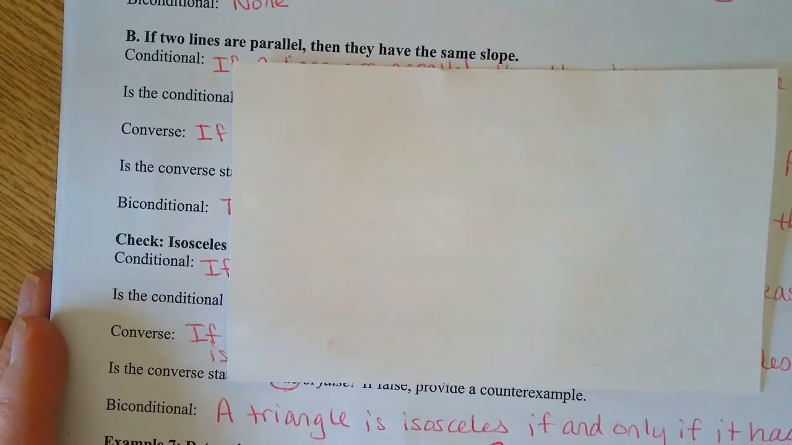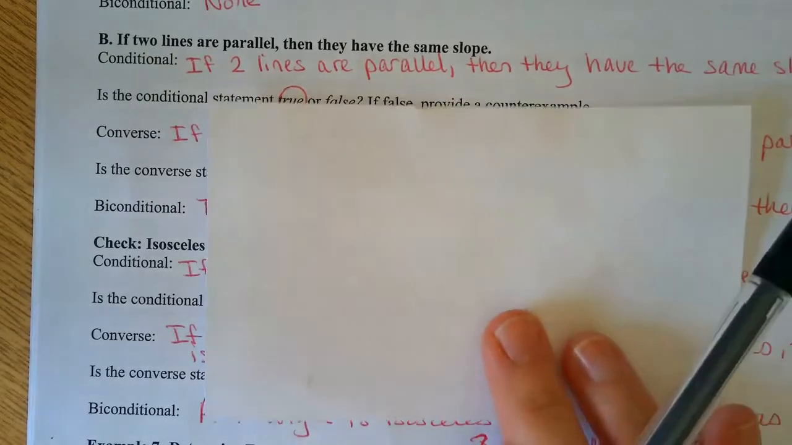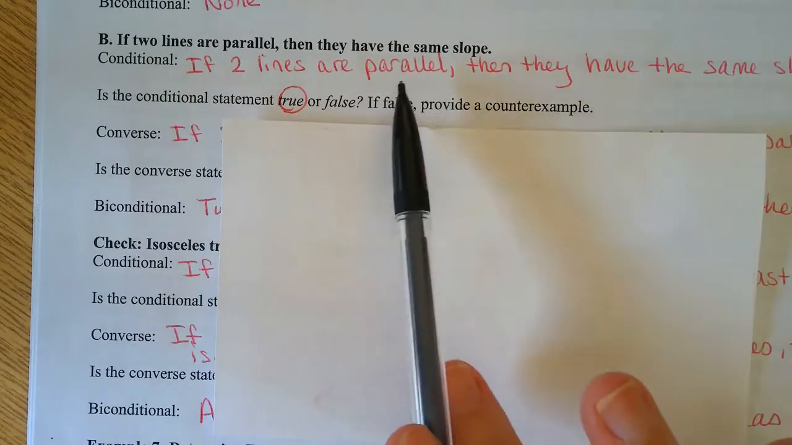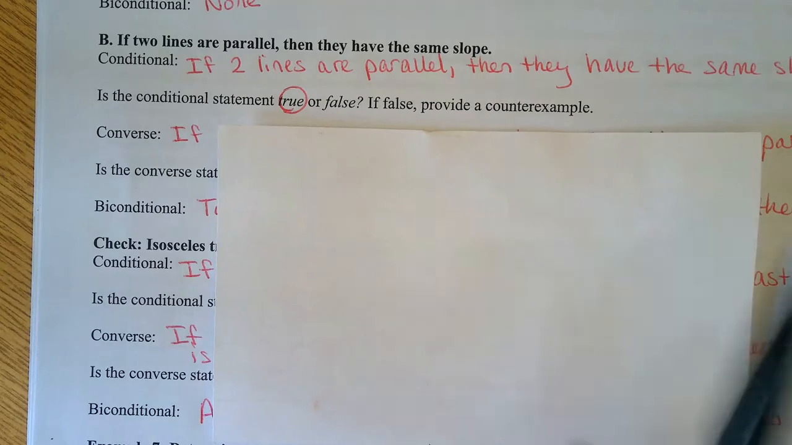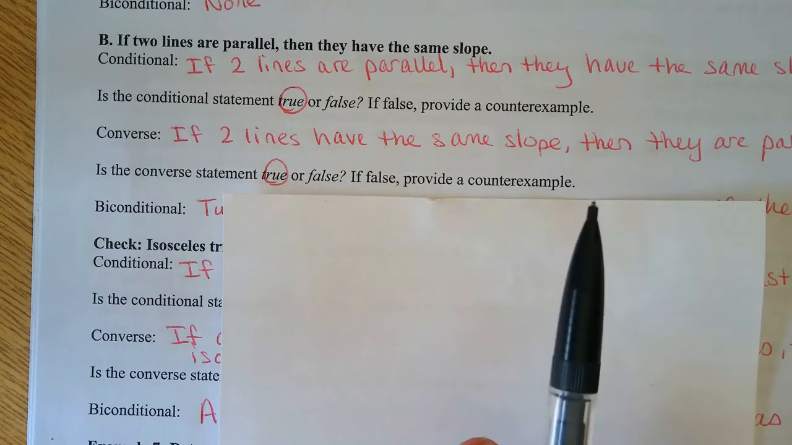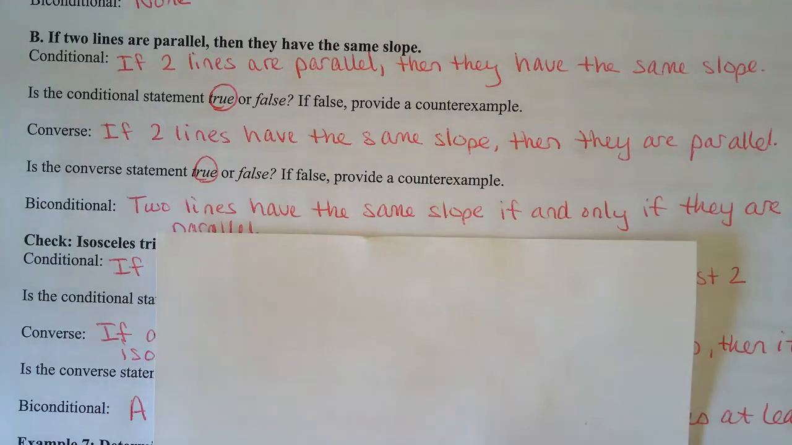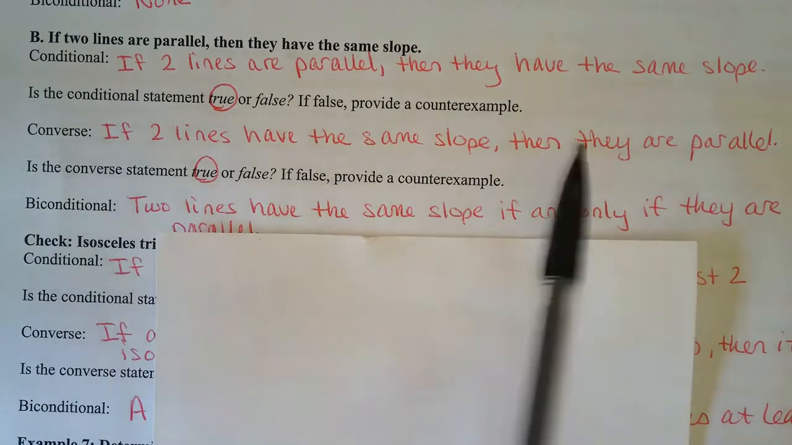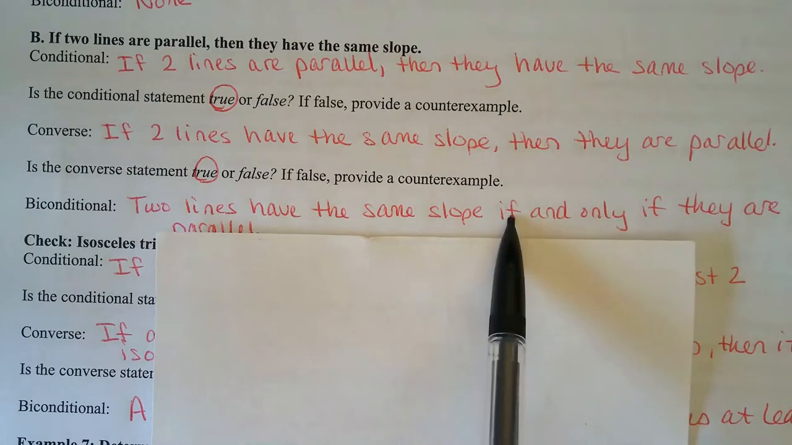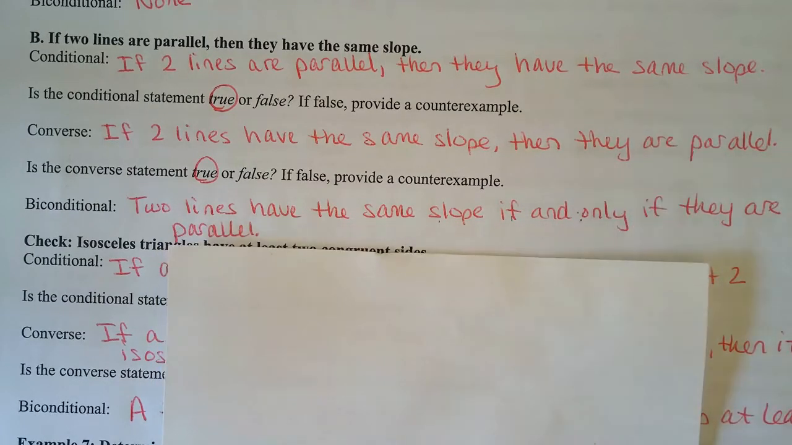Let's look at letter B. If two lines are parallel, then they have the same slope. So I just copied down the same sentence for the conditional statement. Is the conditional statement true? Yes. If two lines are parallel, then they must have the same slope. Converse is when you will switch it. So if two lines have the same slope, then they are parallel. That is also true, because if they have the same slope, they are parallel. So since both of those are true, we can write a biconditional. So take off the words if and then. In place of the then, we're going to put the phrase if and only if. So two lines have the same slope if and only if they are parallel.